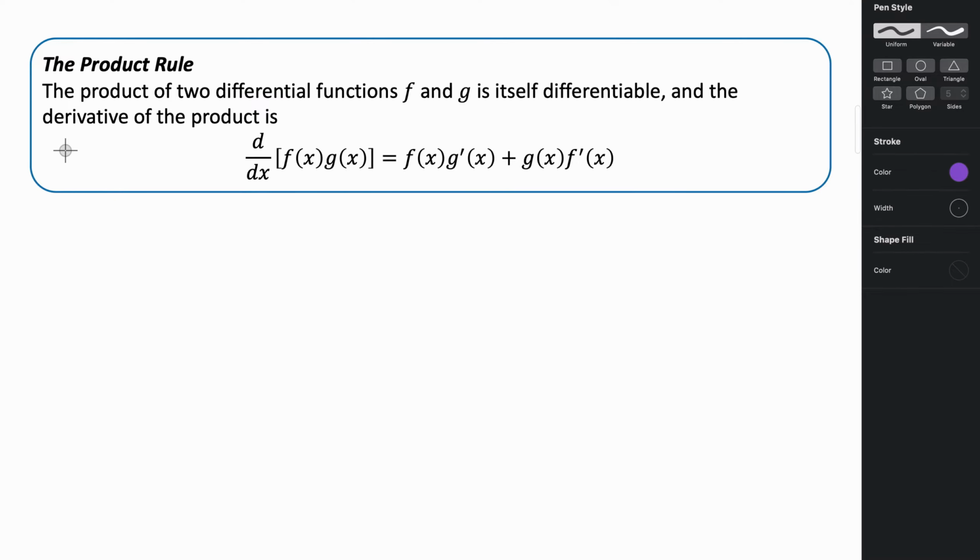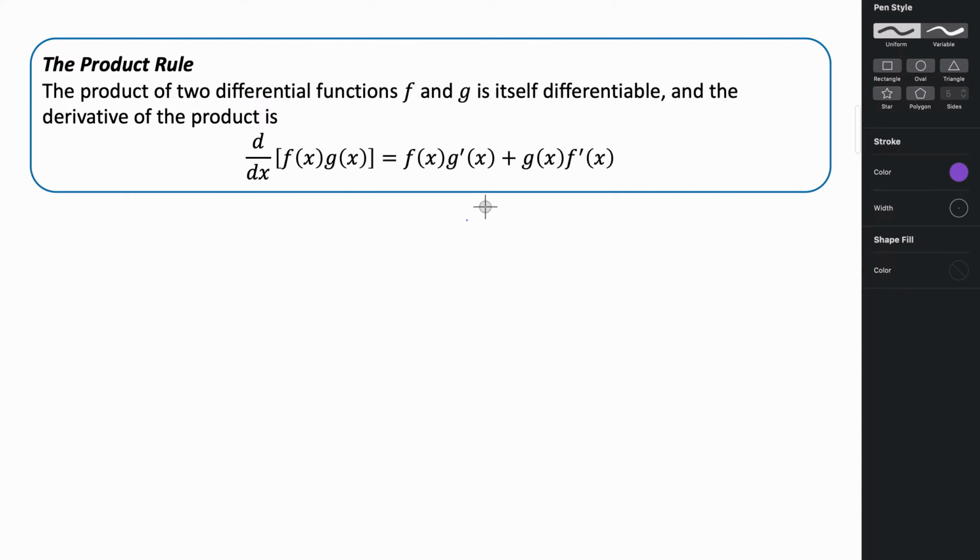So the product rule says that if we take the product of two differentiable functions f and g, that product itself is differentiable, and the derivative of this product would look like this. So if we take f times g, the derivative would be the first function times the derivative of the second function, plus the second function times the derivative of the first function.